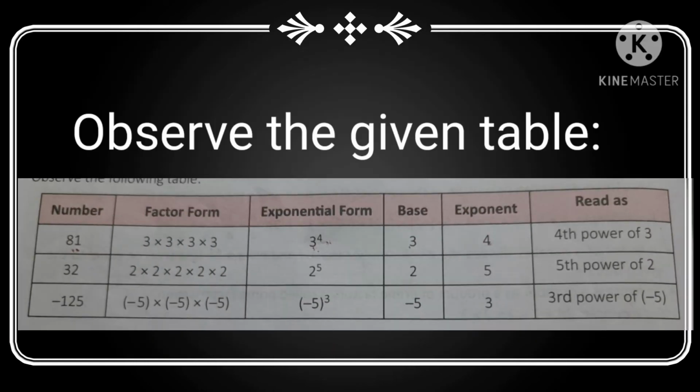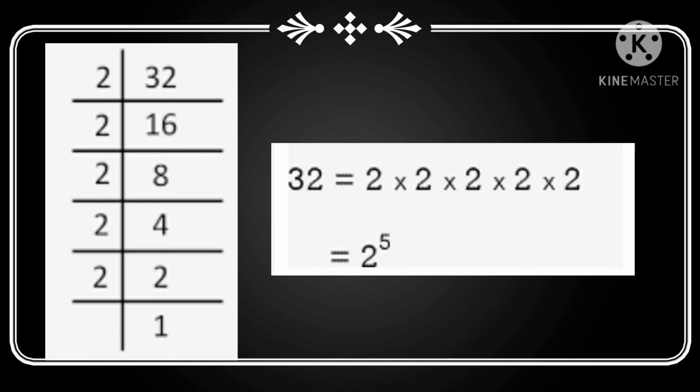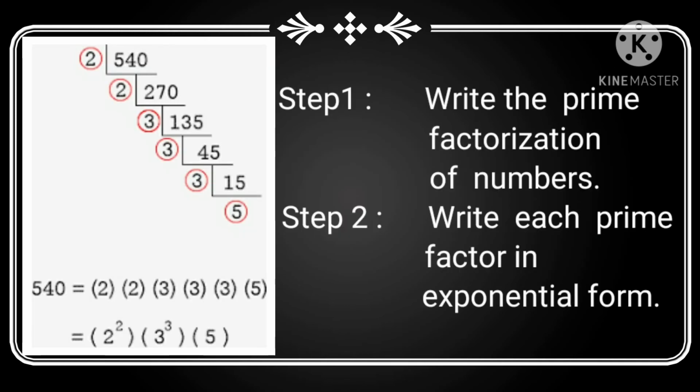Now observe this table given, in which let's take the example of minus 125, which factorizes into minus 5 into minus 5 into minus 5. So we can write it here as minus 5 to the power 3, which can be read as the third power of minus 5. Now let us check 32 in exponential form, that can be written as 2 to the power 5 by the prime factorization method. Same way 540 can be written as 2 to the power 2, 3 to the power 3 and 5 to the power 1.